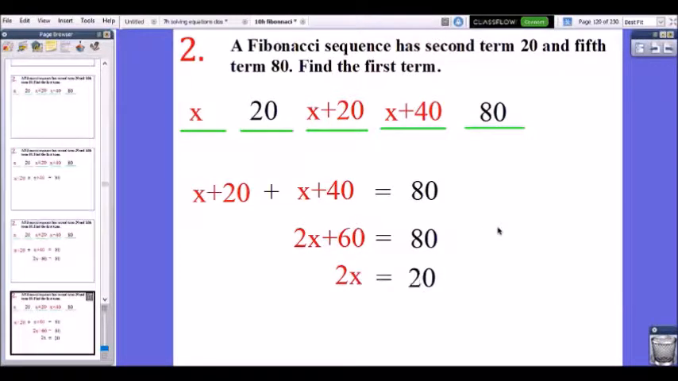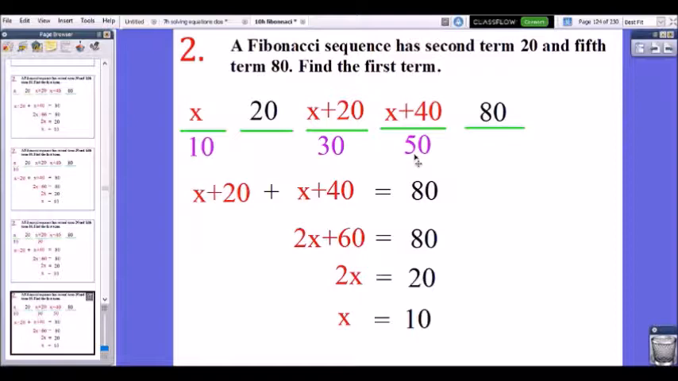Subtract 60 from both sides. So 2x is 20, which means that 1x must be 10. And I've solved the problem. Let's just check that that works. If x is 10, then x plus 20 will give me 30 and x plus 40 should give me 50. Does this fit the rule? Well, 20 and 30 makes 50, that works. 30 and 50 gives me 80, so that's fine, and I've solved the problem. So the first term is 10, that is my answer.